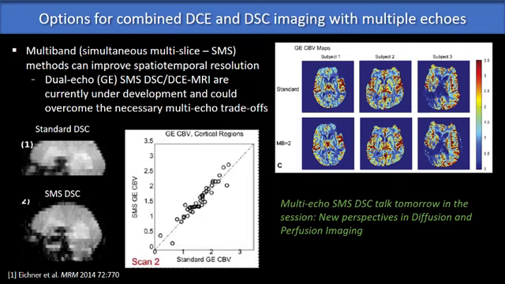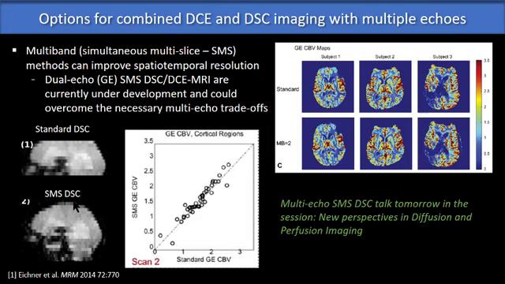So the final advance that I want to talk about is one that we haven't seen any publications on yet, and I say yet because I'm sure that they are coming, and that's the use of multi-band methods, simultaneous multi-slice. We've seen keyhole, we've seen sliding window, parallel imaging, and groups are always thinking of ways that we can improve both spatial and temporal resolution.